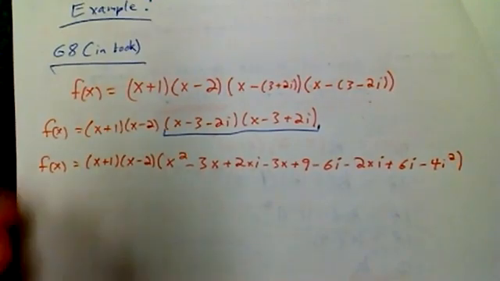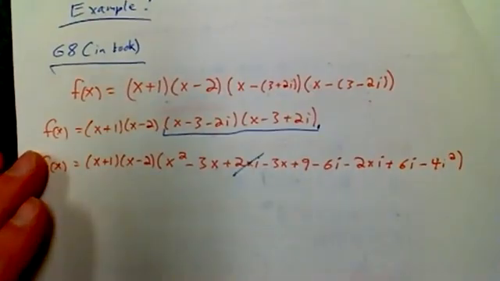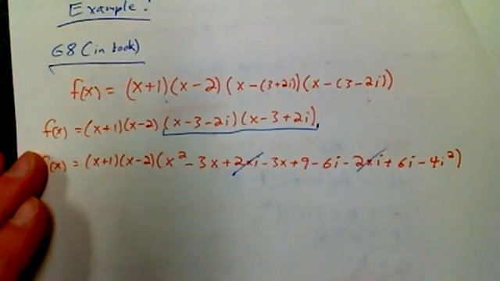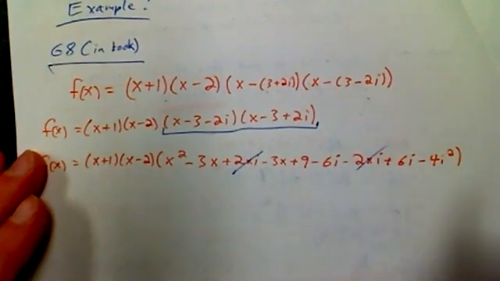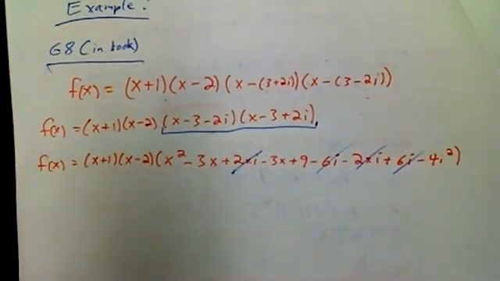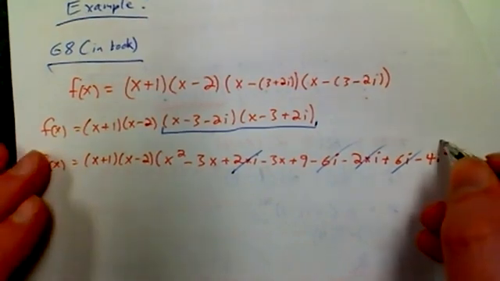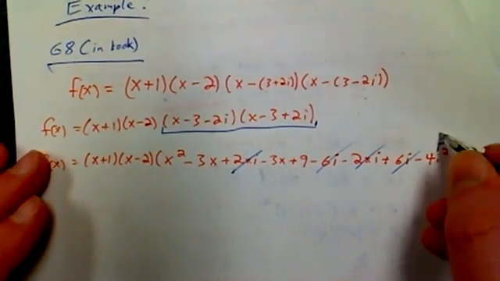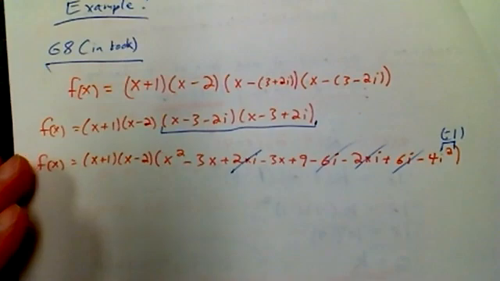Here's the thing to notice. We got positive 2xi, we got negative 2xi. We got a negative 6i and a positive 6i. And then I have some stuff I can combine together after there. And I can realize that i squared itself is negative 1.